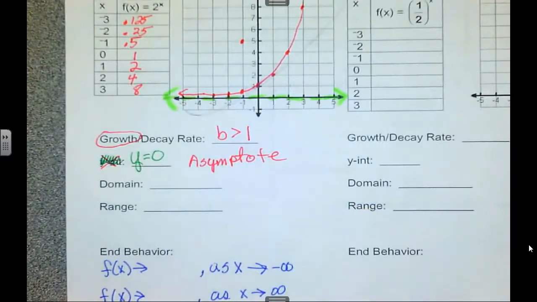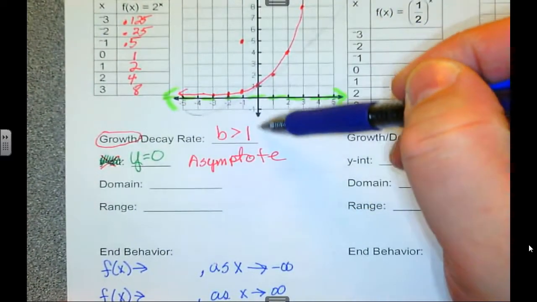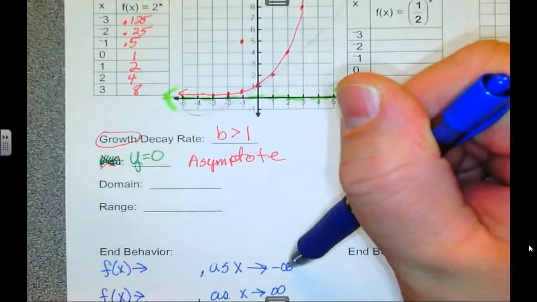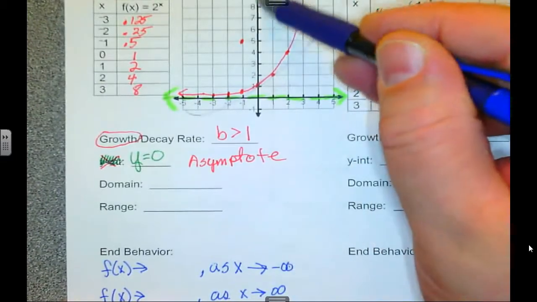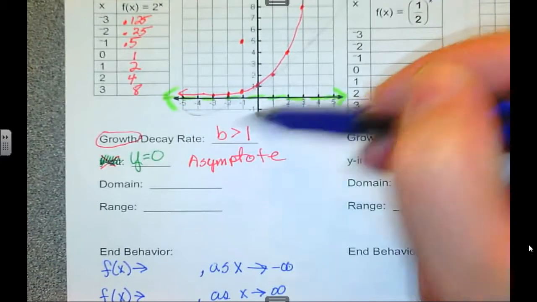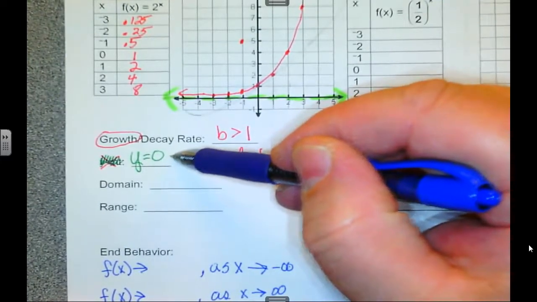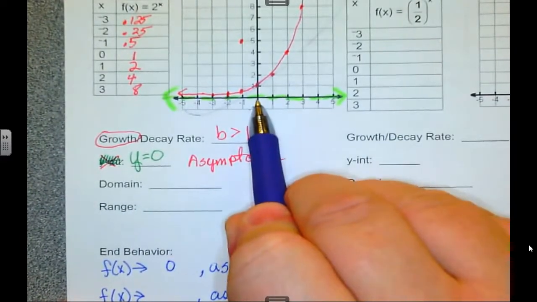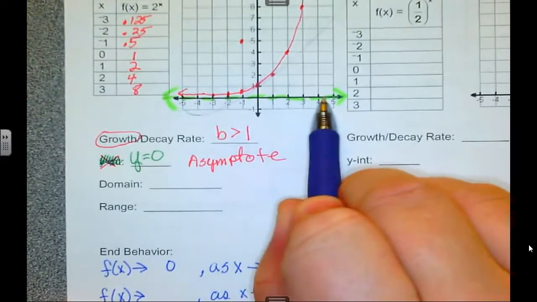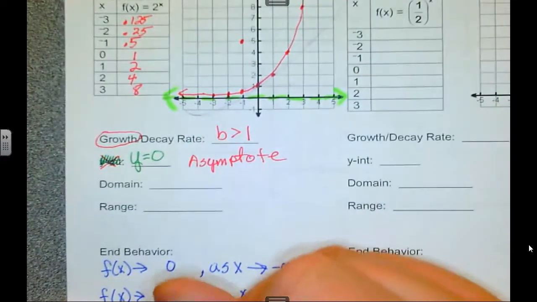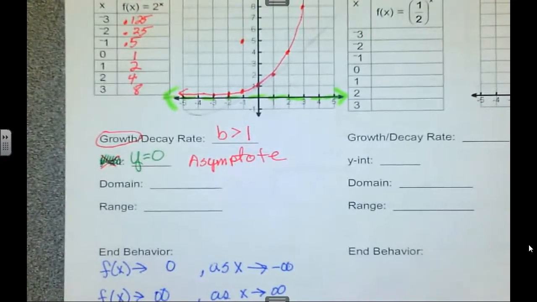This is my x values going to negative infinity. That means it goes to the left. Where does my graph try to get to? 0. Okay? As my x goes to the right, or positive infinity, what happens to my y? To positive infinity. So, can you figure out the domain now?